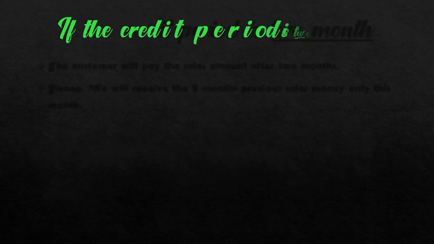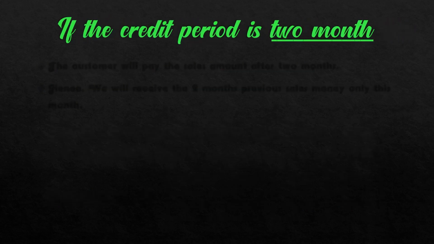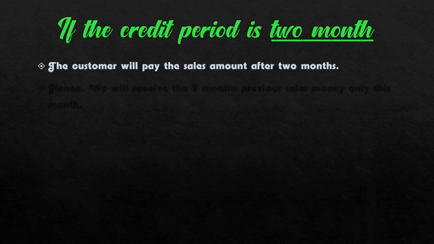Next, if the credit period is 2 months, just like 1 month, here the credit period is 2 months. That is, the customer will pay the sales amount after 2 months. If someone buys the product in January, the next month will be February and the following month will be March. So only by March will I receive the money for my January sales. Vice versa.